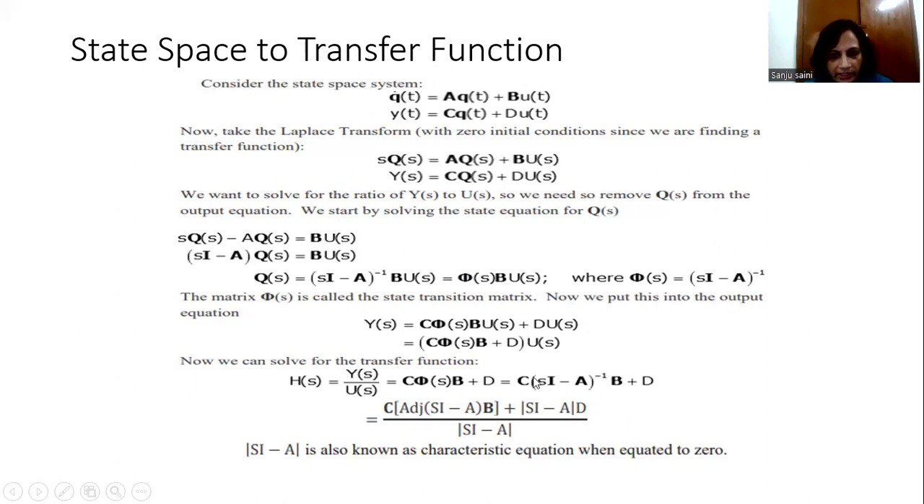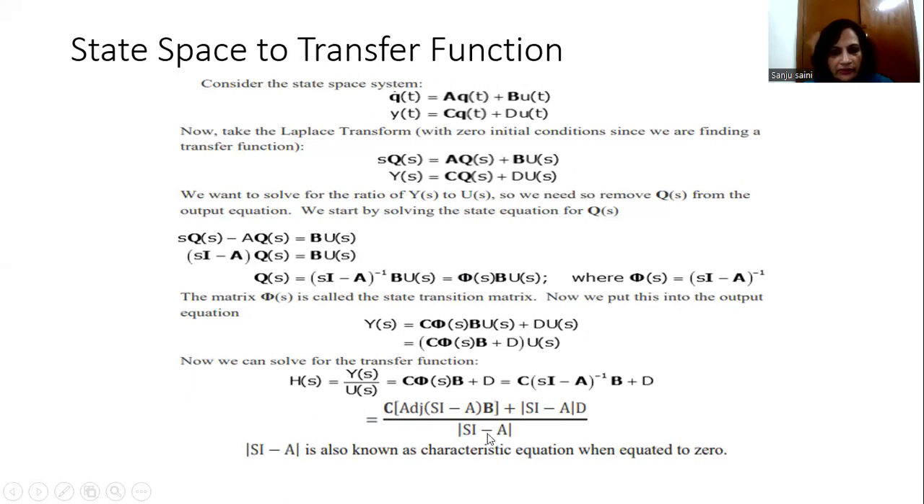Then for this inverse, we can write down this as adjoint divided by determinant of the matrix, so that we have substituted and will be able to get the equation for the transfer function. So this is the transfer function. In case D is 0, then transfer function will be simply C into (SI minus A) inverse into B.